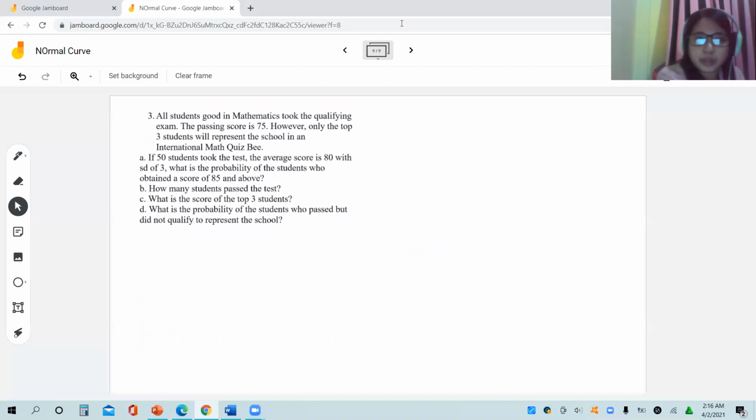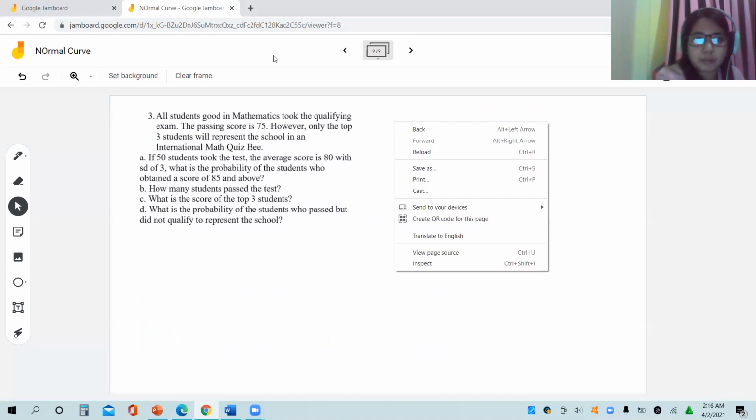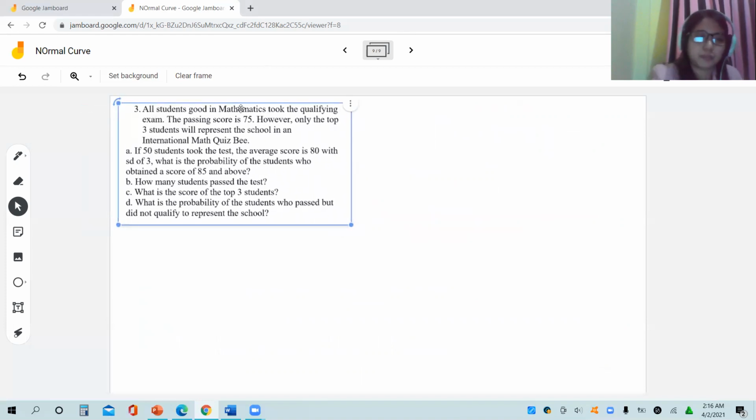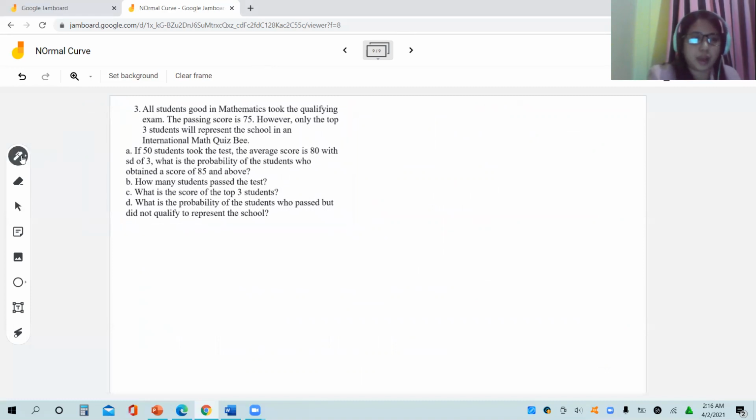Let's start with letter A. If 50 students took the test, the average score is 80 with a standard deviation of 3. What is the probability of the students who obtained a score of 85 and above?